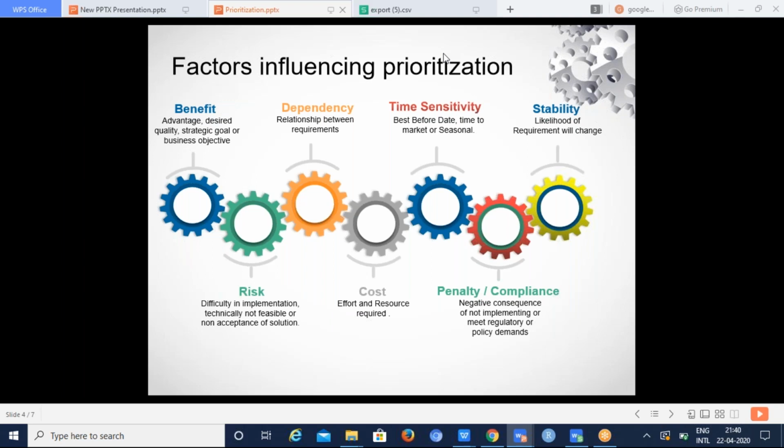And also here the penalty and compliance is also associated with this time sensitivity. The government also issued a notice: if you are not going to install FASTag in your toll gate, then the vehicle can pass through the toll gate free and they are not going to pay you. So that is the penalty for the toll gate. So penalty can be something like a negative consequence of not implementing something.